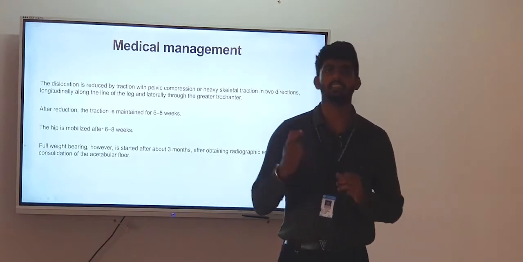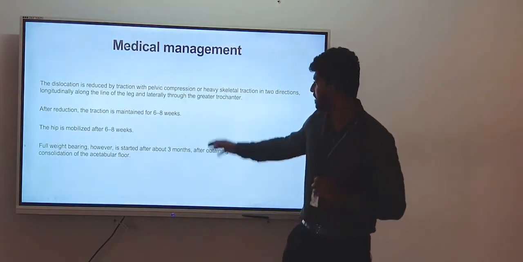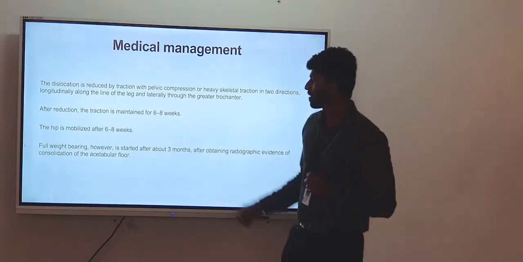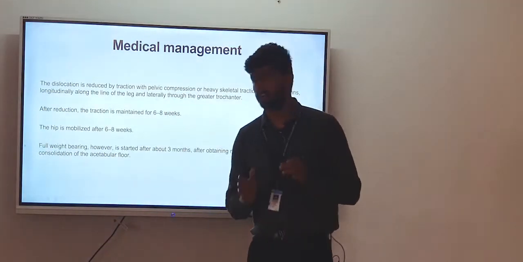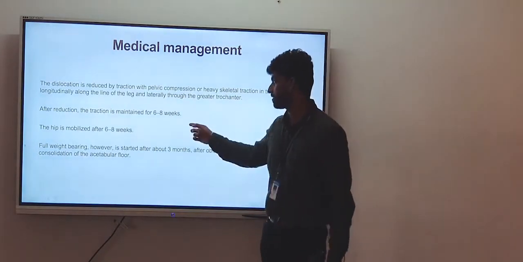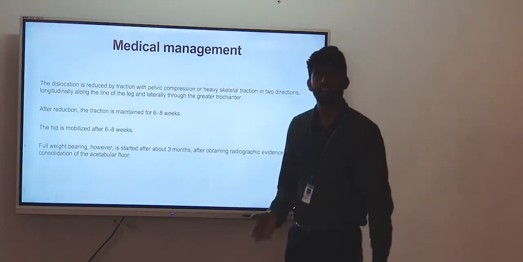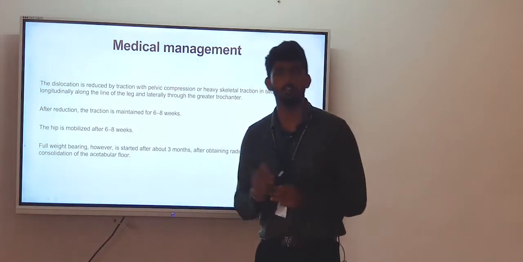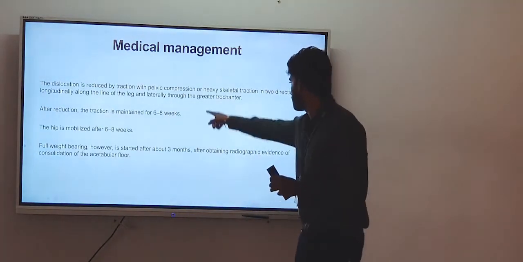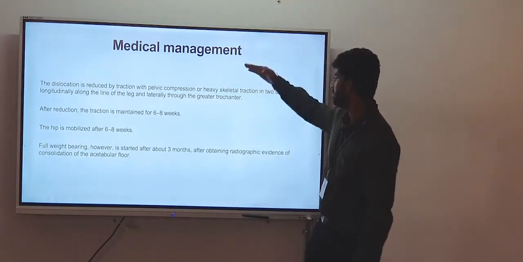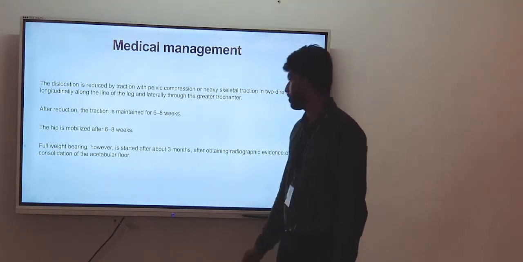So as I discussed in many of your conditions, the first protocol will be PRICE: protection, rest, ice, compression and elevation. The same way, they are protecting the area with the reduction of the hip, and rest is given for 6 to 8 weeks in order to get it healed. And ice and compression you can give when necessary. Ice will not reduce the pain. Compression can be given. See, compression is given here with pelvic compression. Then elevation, if required, you can give.